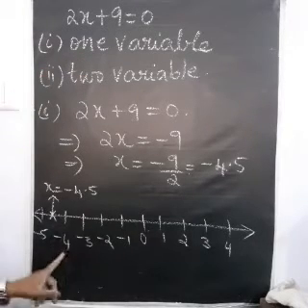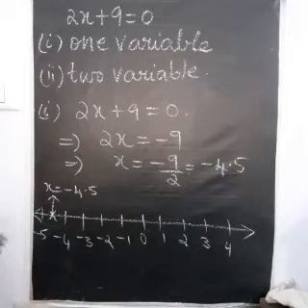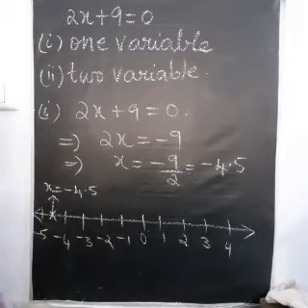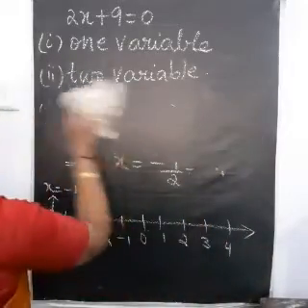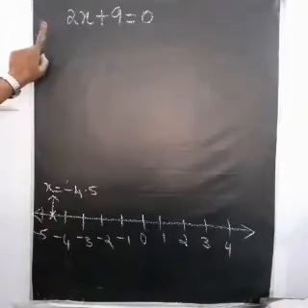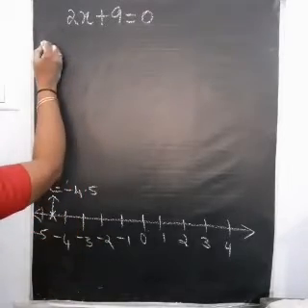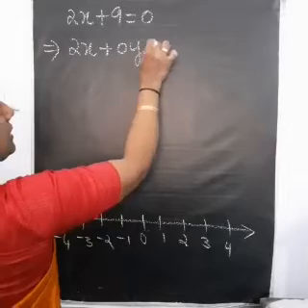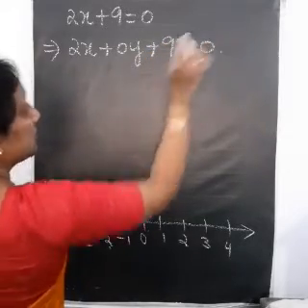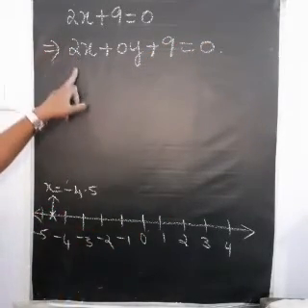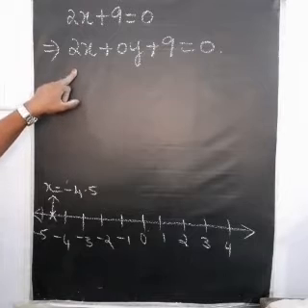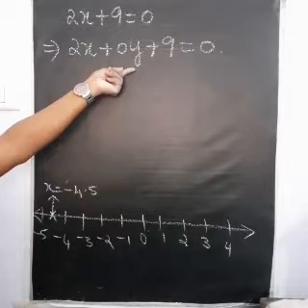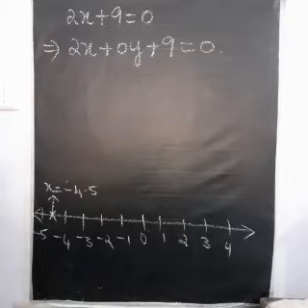When it is one variable, we'll mark it on the number line, after finding the value of that variable. Now let us go on to the second part, which is in two variables. If I want to write this in the standard form, what will this become? 2x plus 0y plus 9 equal to 0. This equation has become an equation in two variables where I have added 0y, since the y variable is not there in the equation.